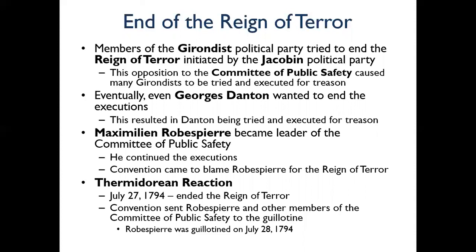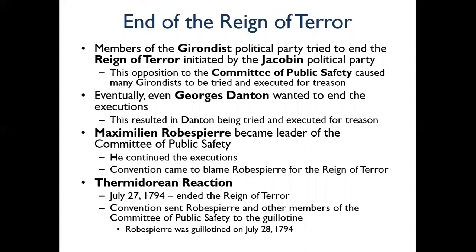The Convention came to blame Robespierre for the Reign of Terror. Because everyone else, the Jacobins, the Girondins, Georges Danton, they all were trying to bring an end to the executions. But Robespierre, the leader of the Committee of Public Safety, continued these executions. And the other people came to blame him, telling him please don't do so, that it's not good.